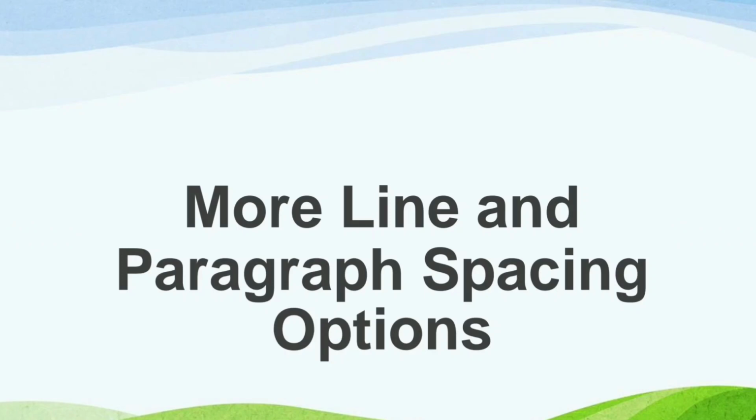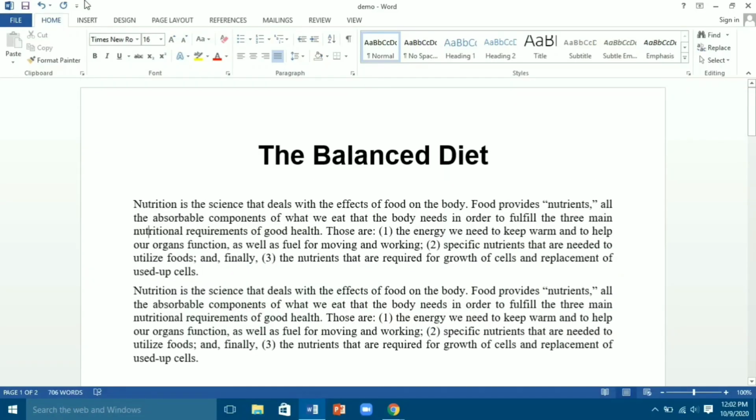More line and paragraph spacing options. We can also give values and do advanced settings for line and paragraph. Let's perform steps for that. Select the paragraph or line. Now click on the Home menu. Now move the cursor to the Paragraph group. Now select the Paragraph dialog box button at the bottom right corner.